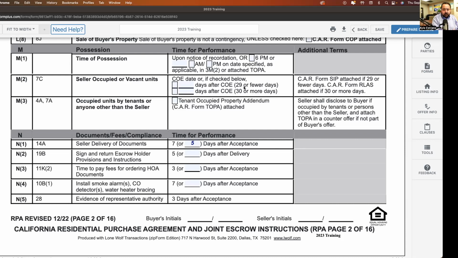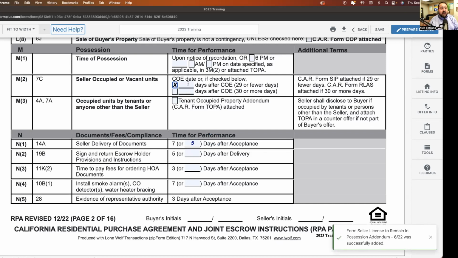Occupancy is different. This is possession: I own it on this date. Most of the time you're going to leave this alone. I don't know any reason why you would change it. That's possession, that's my ownership. Occupancy is different. Now, if a seller is living in the property, I don't understand why agents don't give the seller time.